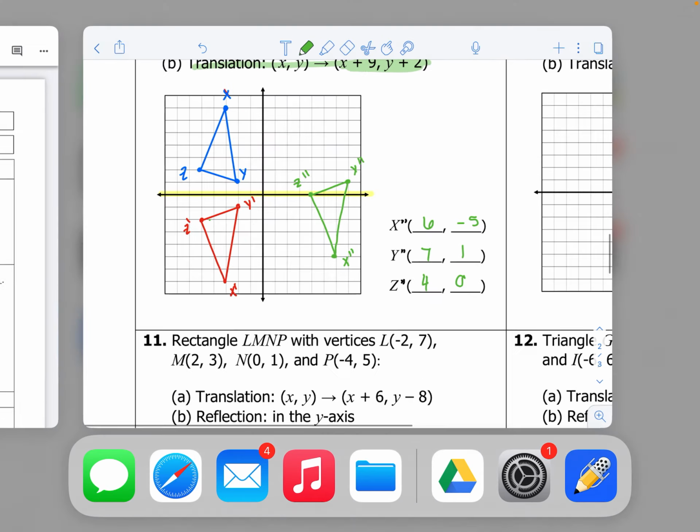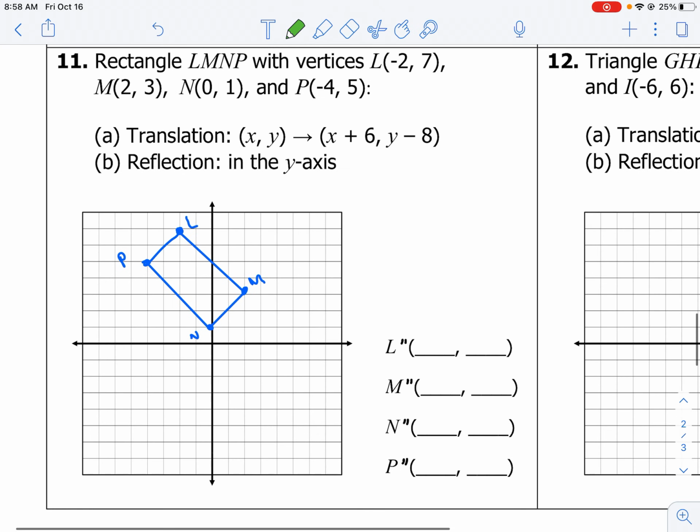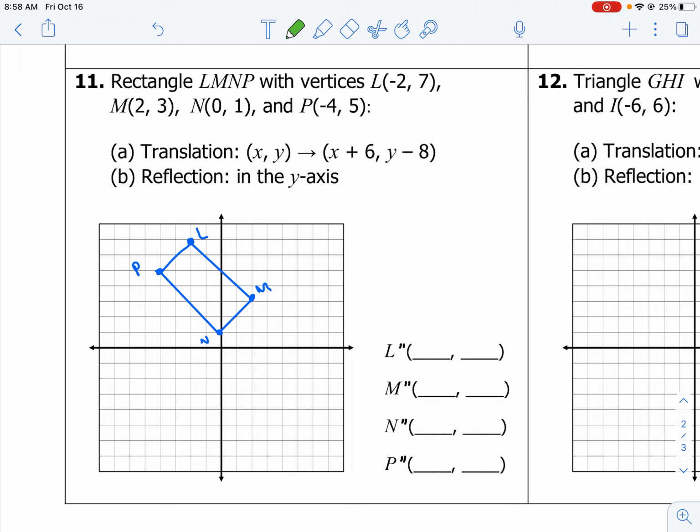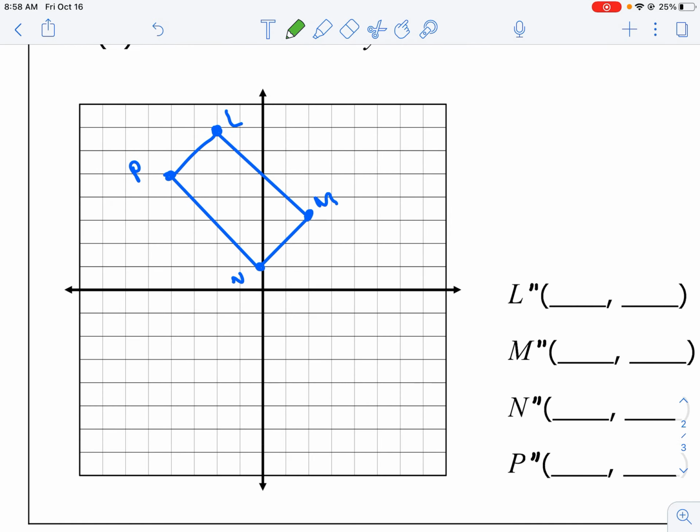Okay, so the last one that we are going to do. Now we're going to translate it first and then reflect it. So we're going to move it to the right 6 and then down 8. So I'm going to go to the right 6, and then down 8. And then I'm going to go ahead and continue that for all of my points.